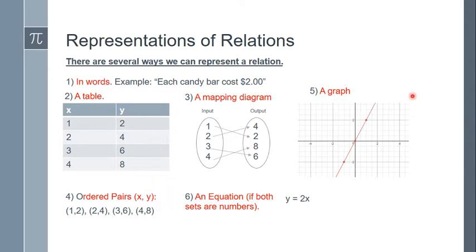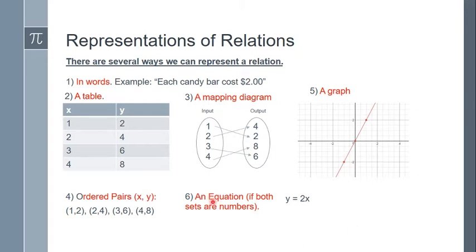All right, we could also represent a relation with a graph. In this case, we're representing the relation y equals 2x because each candy bar costs $2. So if I buy one candy bar, it's going to cost $2. And so this graph would represent all possible inputs and outputs. It goes on forever. In this case, it happens to be a line, but not always.